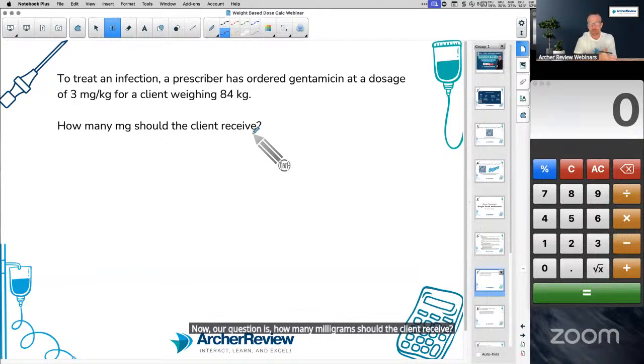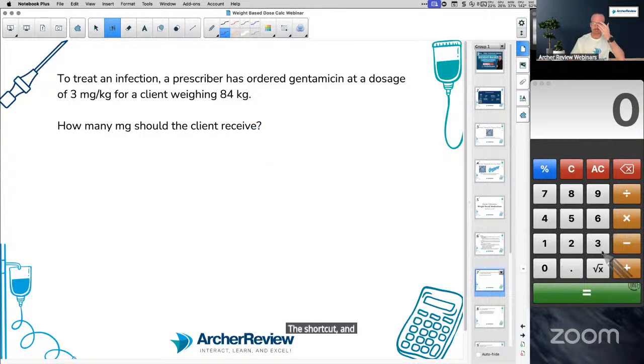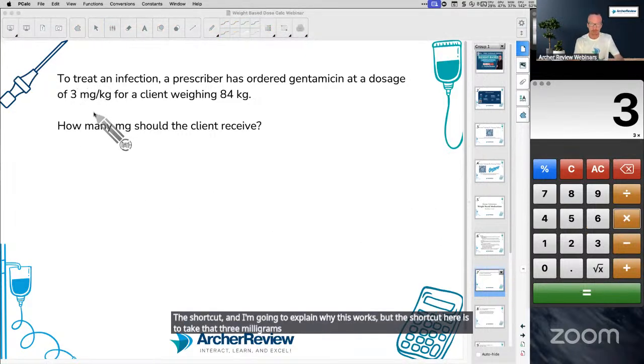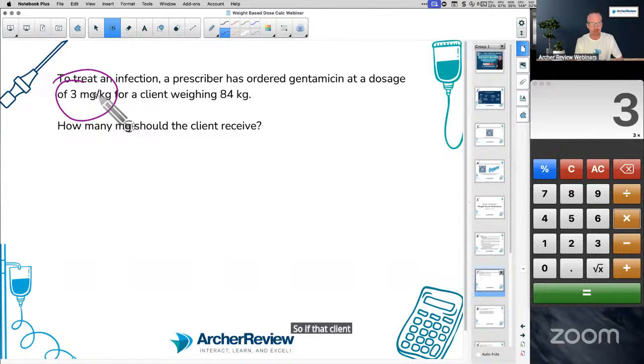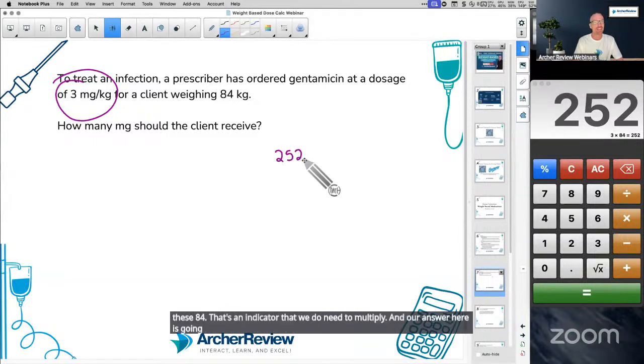Some of you probably already know what to do without worrying about a formula or dimensional analysis. The shortcut, and I'm going to explain why this works, is to take that 3 milligrams for each kilogram. That's what that means right there, y'all. That means 3 milligrams for each kilogram that the client weighs. So if the client weighs 84 kilograms, we need 3 milligrams for each of these 84. That's an indicator that we need to multiply, and our answer here is going to be the area code where I live, 252, 252 milligrams.